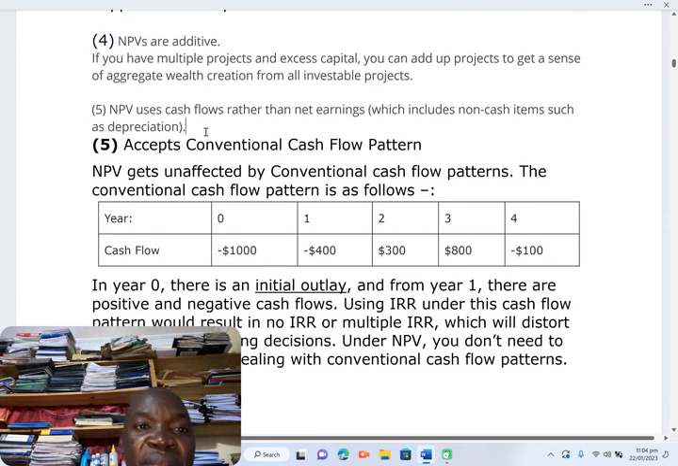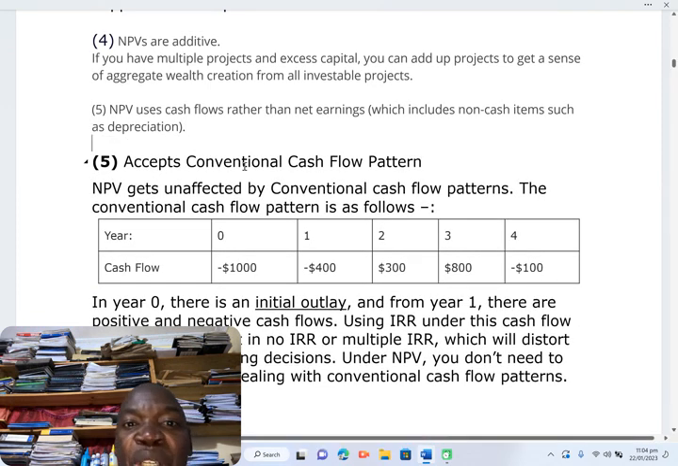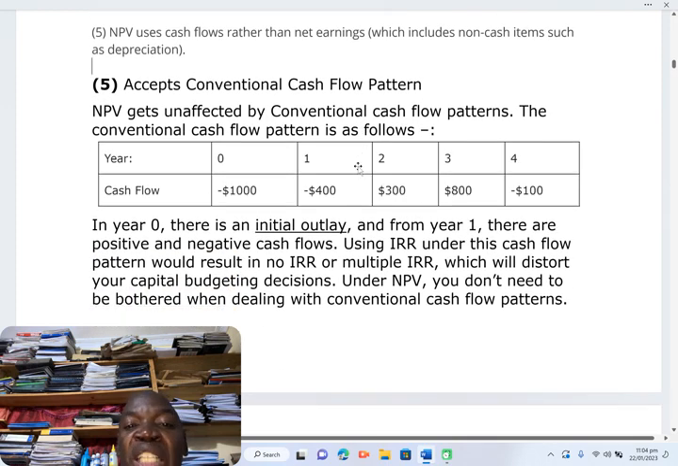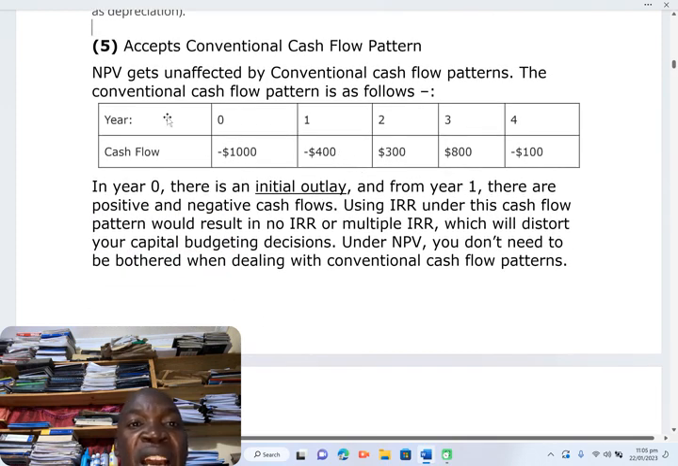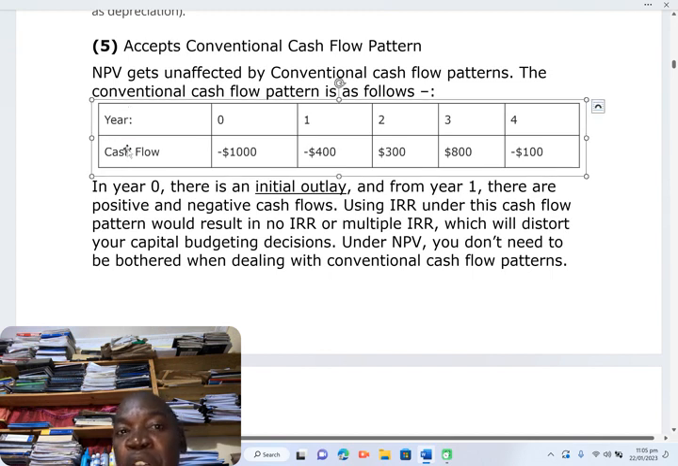Again, NPV accepts conventional cash flow patterns. What are the conventional cash flow patterns? These are cash flows which are in line as follows. For example, initial investment, $1,000. In year 1, you have a loss of $400. In year 2, there is a profit of $300. In year 3, there is a profit of $800. In year 4, there is a loss of $100.